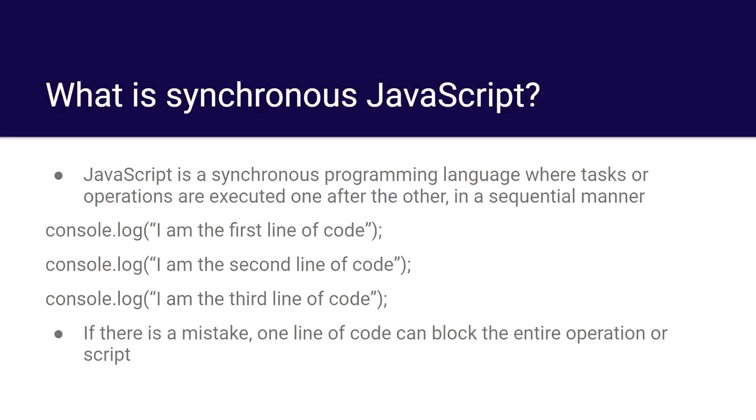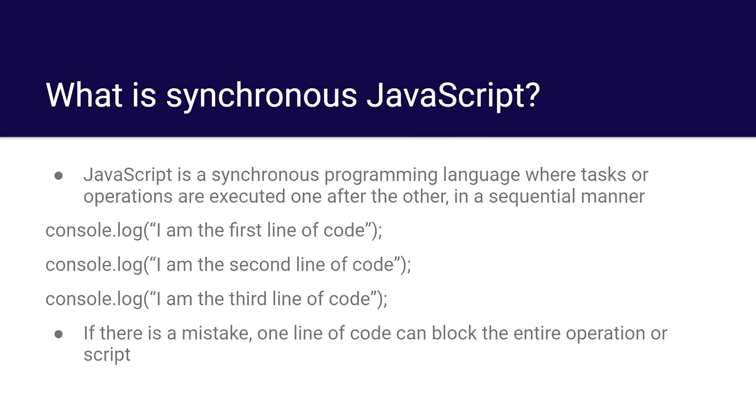So what we've covered in this course so far is synchronous JavaScript. That is the idea that things happen one at a time. So JavaScript is a synchronous programming language whereby tasks or operations are executed one line after the other in a sequential manner. So we saw this, for example, when we were logging out things to the console. If we were to run this code, we would have the statement, I'm the first line of code execute, followed by I am the second line of code, followed by the third line of code, okay?